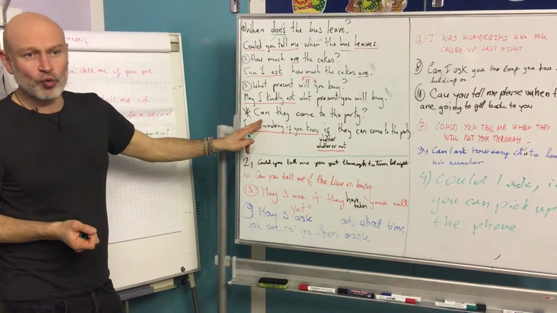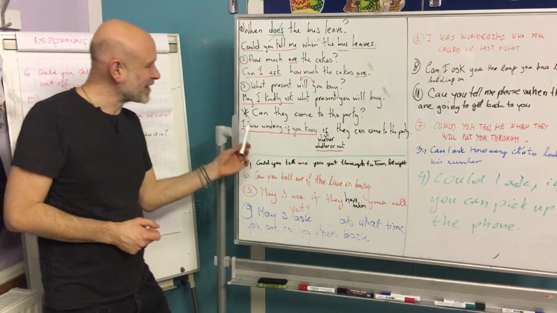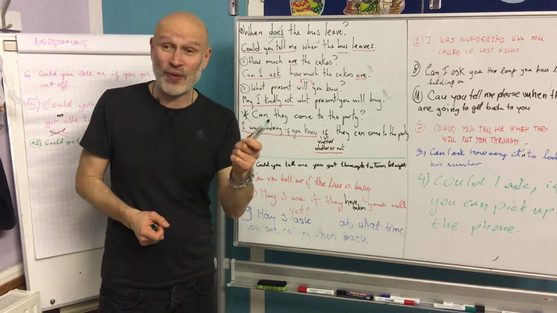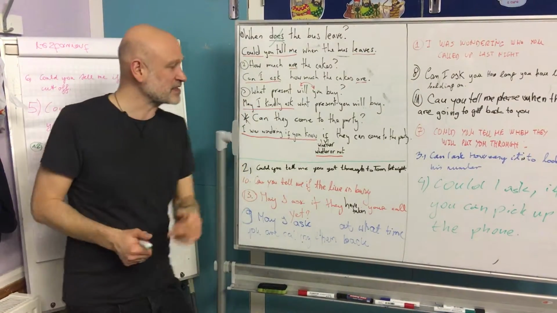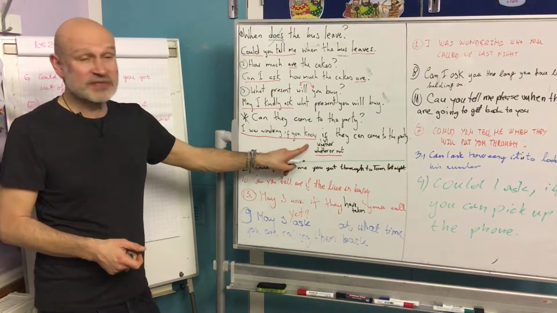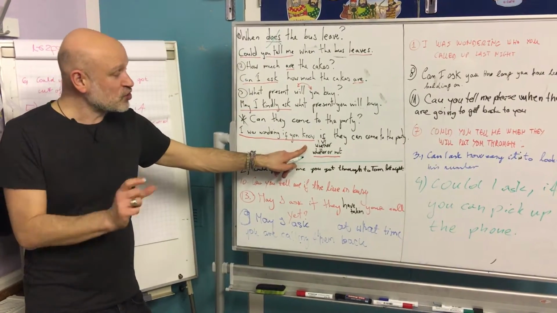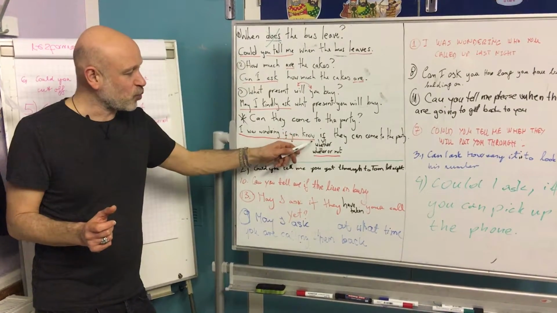And finally, rule star. Can they come to the party? This is a yes-no question. We have to do a number of things here. Firstly, we have to add the nice polite introduction. As soon as you've added the introduction, you need to add one of these words.